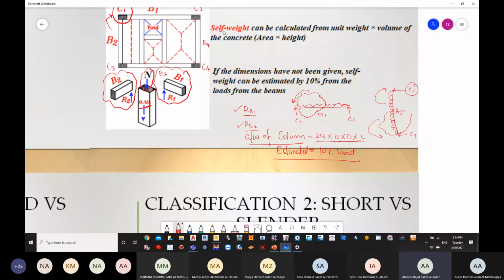And this has been written here: the self-weight can be calculated from unit weight, which is 24, multiplied by the volume of the concrete, which is area into height. Area is B into D. Height is L for the column. If the dimensions have not been given, then the self-weight can be estimated by 10% of the loads from the beams. So depending on how many beams there are, you will have the loading on the column.